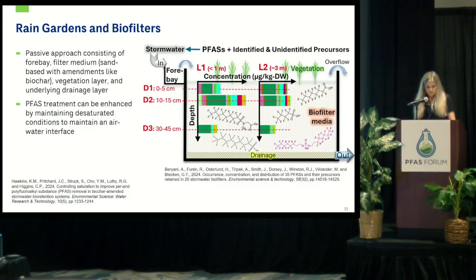The conceptual diagram on the slide shows how the systems work. Stormwater first enters a sedimentation or pretreatment area, then flows into an amended media layer where biochar or GAC has been incorporated, and finally drains out through an underdrain so the system doesn't remain saturated. One of our colleagues at CDM Smith learned that PFAS removal in these systems can further be enhanced by maintaining unsaturated conditions to maintain that air-water interface.